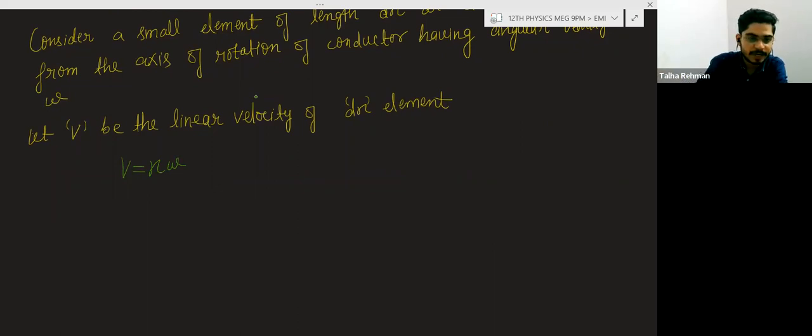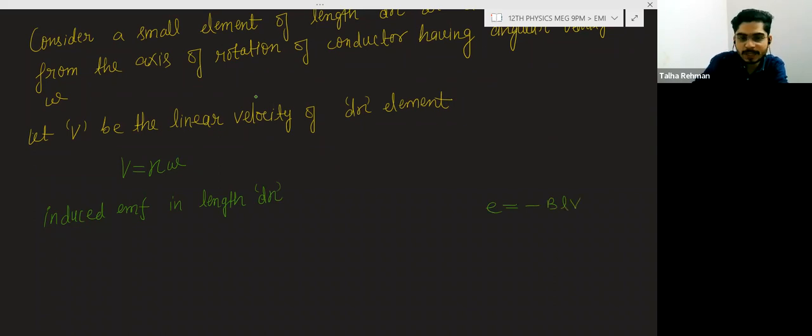Now the induced EMF in length dx: the formula of the induced EMF is given by minus of v into the length of the conductor into B.